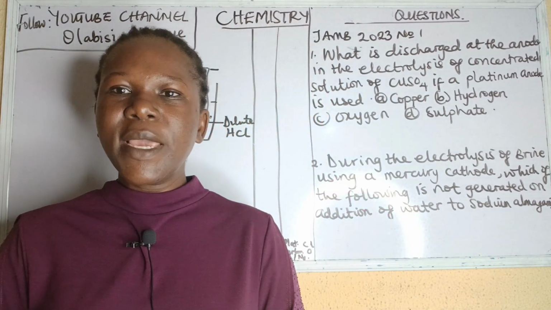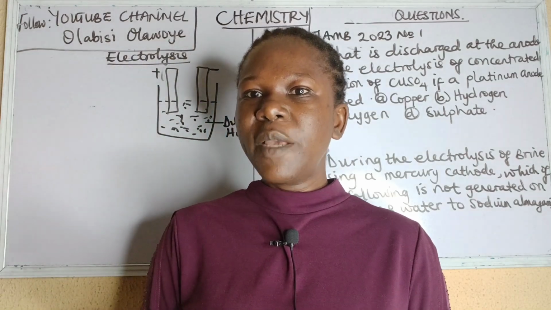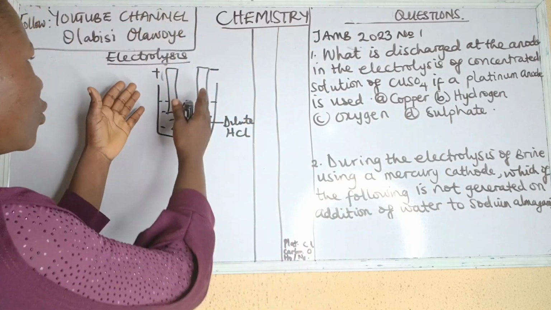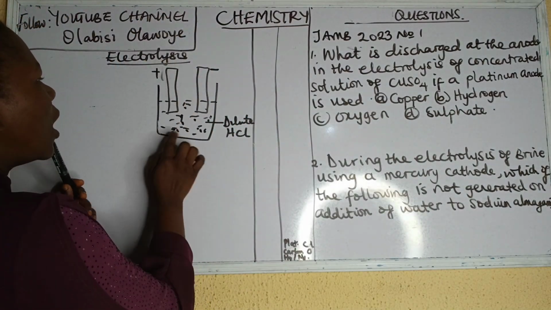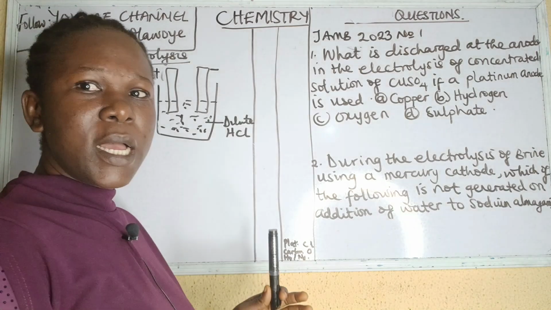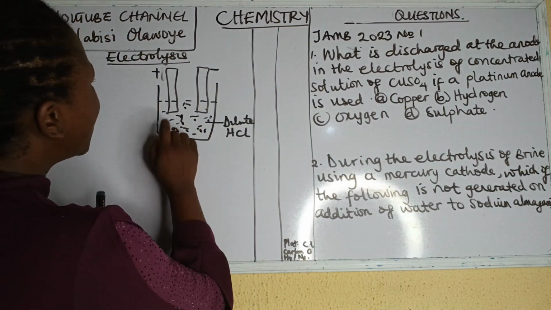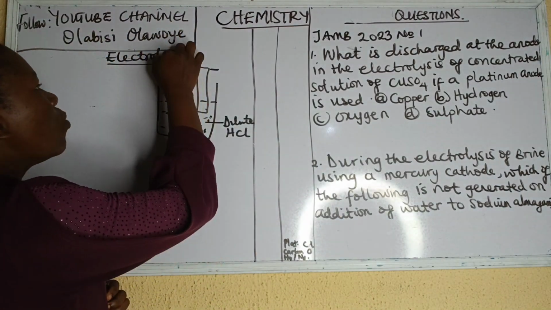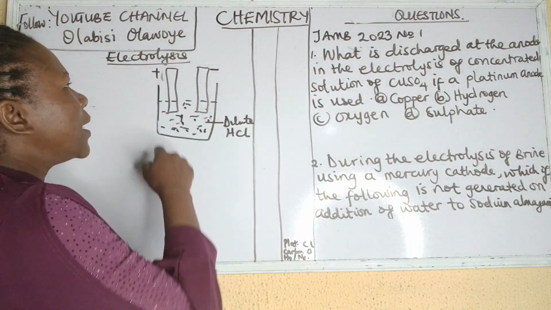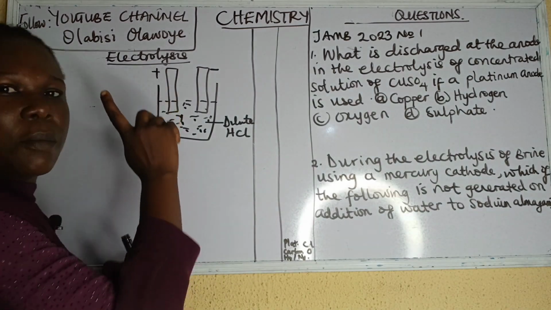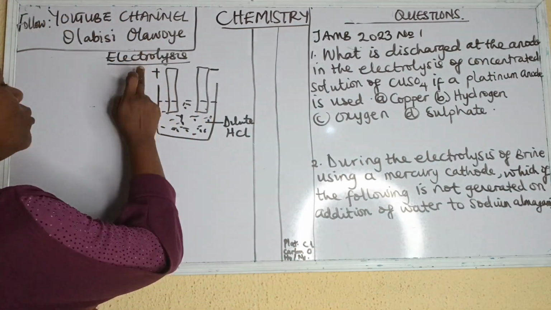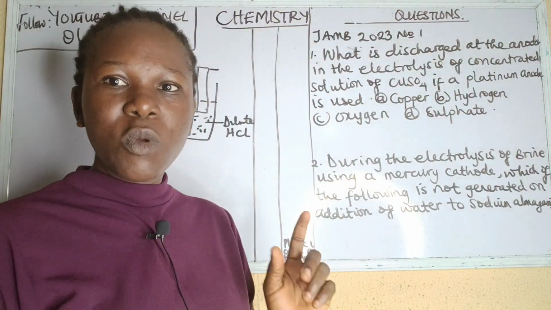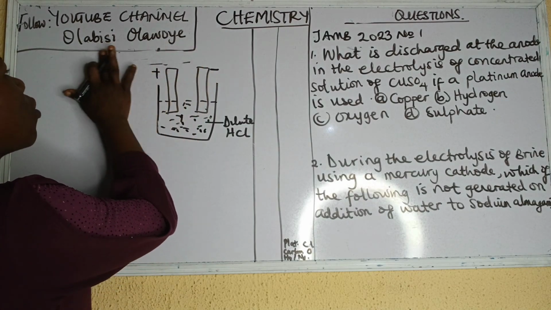What do we mean by electrode? Electrodes are of two types. We have the anode and the cathode. Now, this is an electrolytic setup where you have a container containing an electrolyte, with two electrodes inserted. The two electrodes are positive and negative, meaning that on one side we have the anode, which is positive, and on the other side we have the cathode, which is negative. Then a cell is connected.